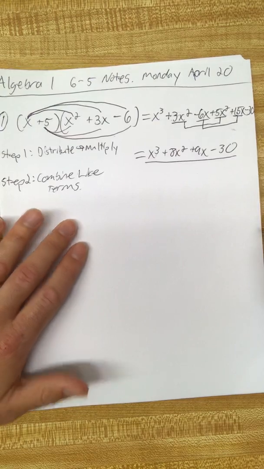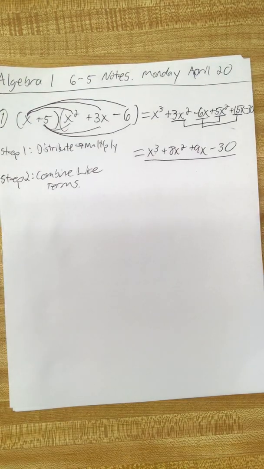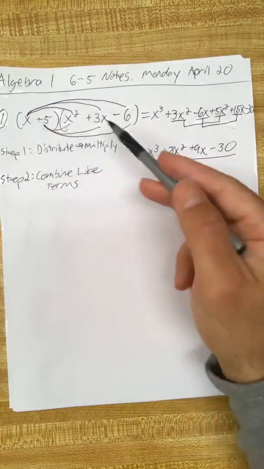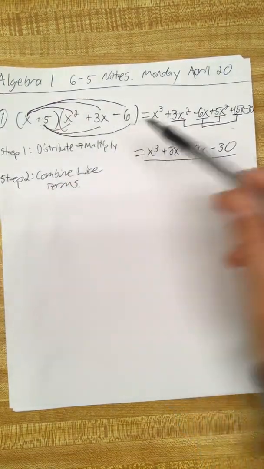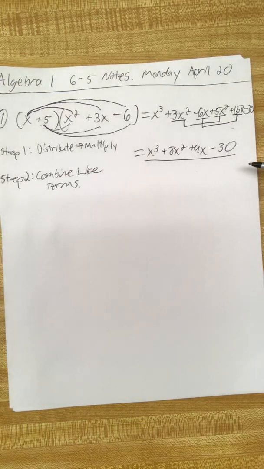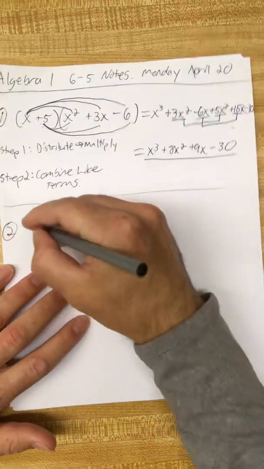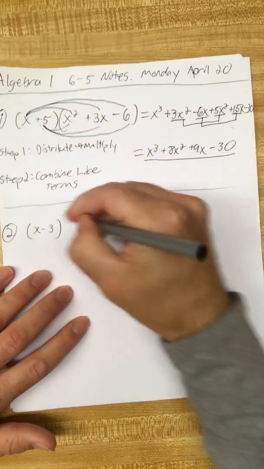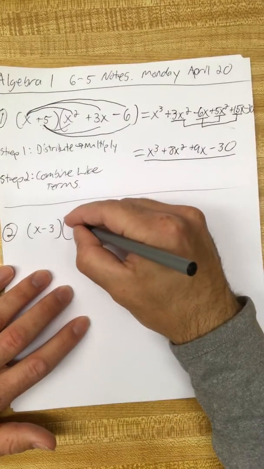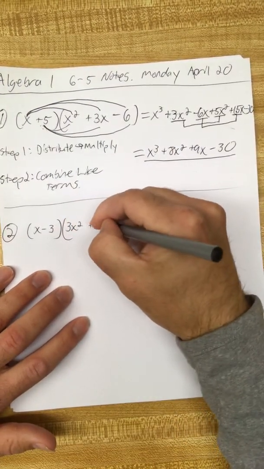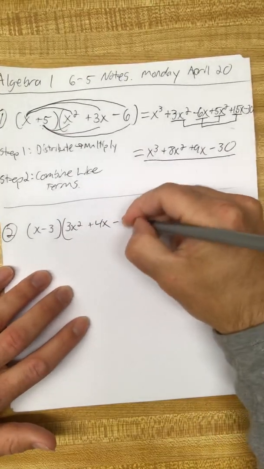All right, so a lot of the same ideas, just distributive property. And that's why I taught it the way I did, so that whether it's a binomial times a binomial or a binomial times a trinomial, you're always thinking distributive property, okay? So again, let's do another one like that. Let's go with x minus 3 times, let's go with 3x squared plus 4x minus 9.